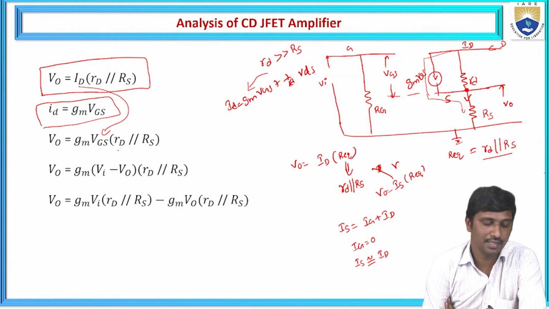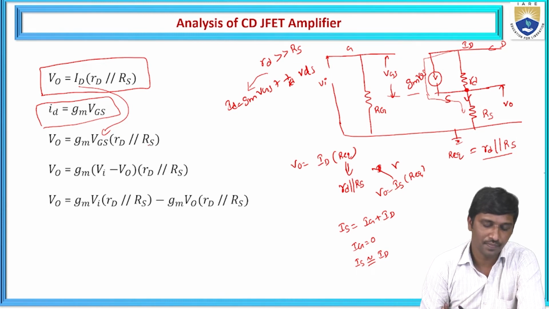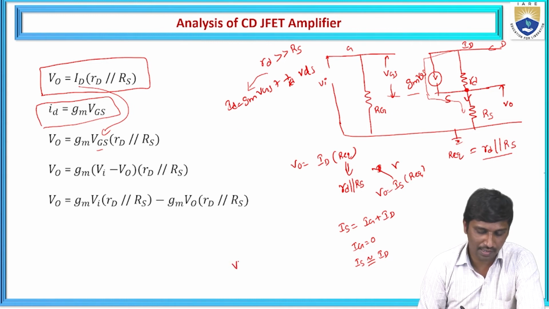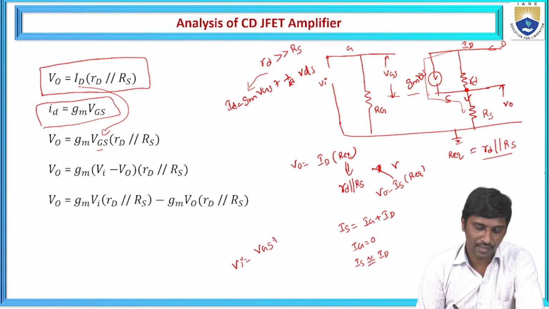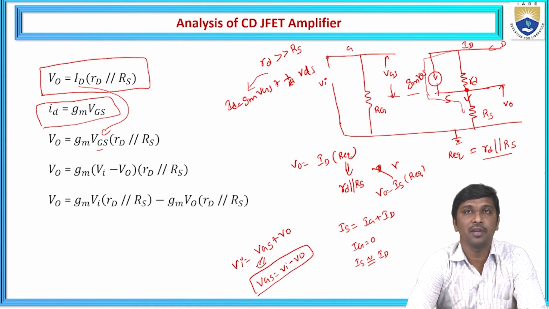And the equivalent resistance is RD, the internal drain resistance, in parallel combination with the external load resistance or source resistance, that is RS. So just now we observed from the input circuit that Vi is equal to the summation of VGS plus V0. From this, we derived that VGS is equal to Vi minus V0. Because of that, now we are going to define the voltage gain.